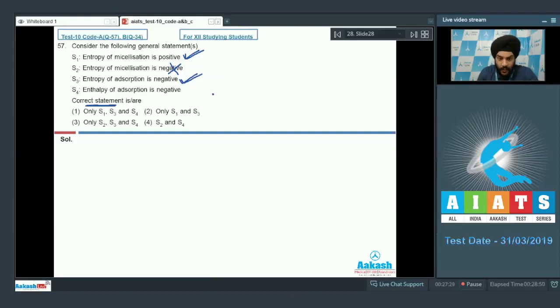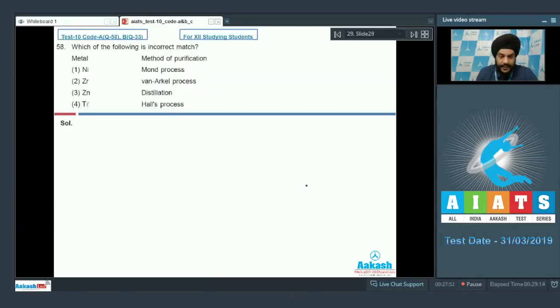If you look at statement 4 now, enthalpy of adsorption is negative. This is correct, students. Enthalpy of adsorption is generally negative as there is formation of new bonds in the system. So for this question, S1, S3 and S4 are correct. We have to mark the correct answer as option 1. Let us look at the next question.